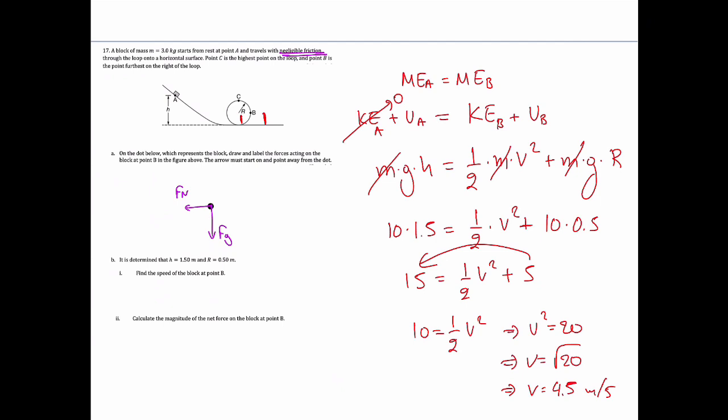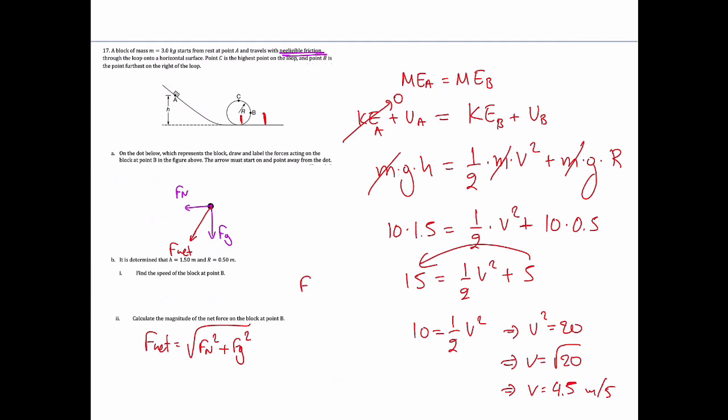And now that we have found the velocity at point B, we can find the net force at point B. Now, the net force will be the combination of the normal force and the force of gravity. So this is the net force, and in order to find the net force, we need to do the Pythagorean theorem of F normal to the power of 2 plus force of gravity to the power of 2, since these two forces act on an angle of 90 degrees.